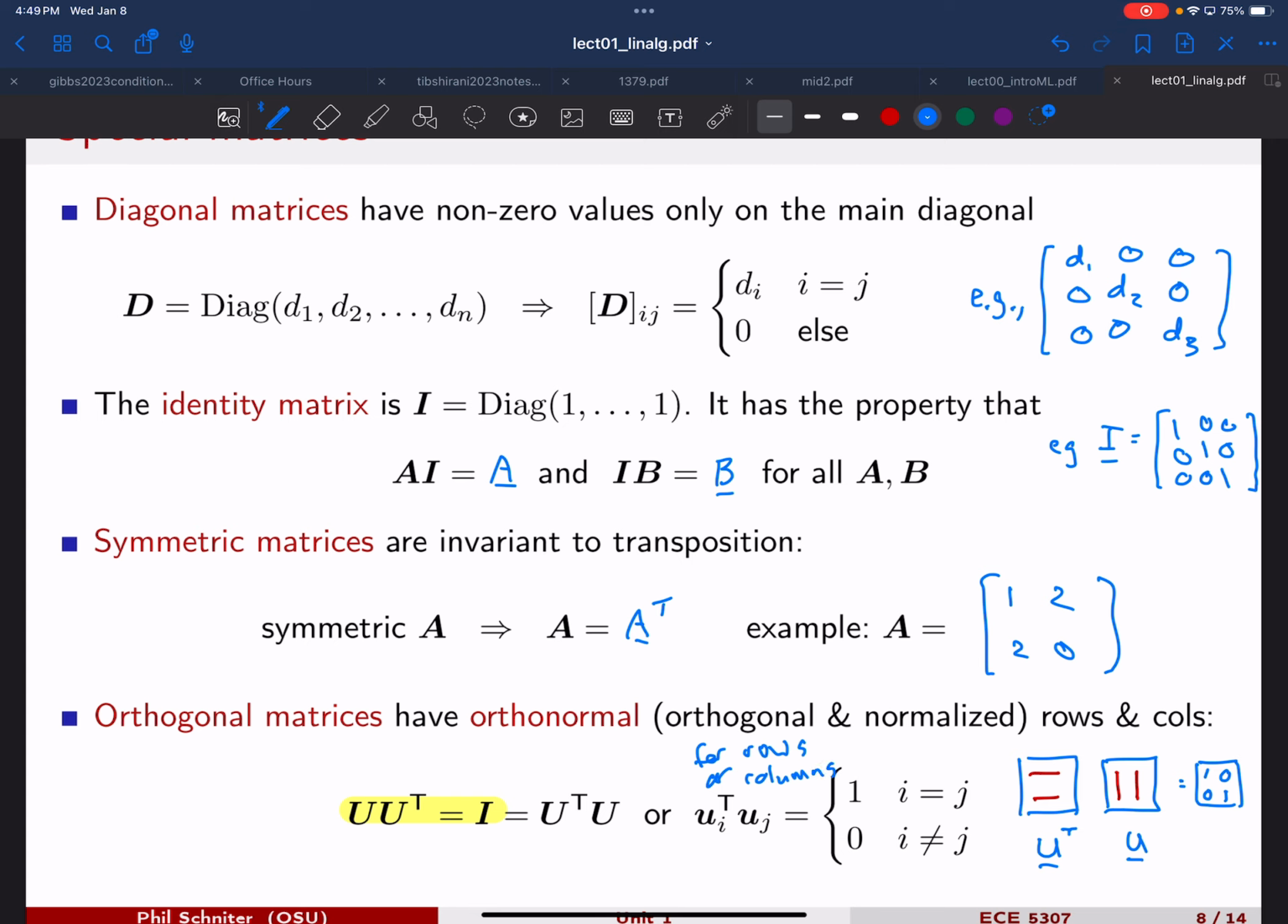When you have an orthogonal matrix, all those same things apply when I look at U transpose U. And so one interesting consequence is that U inverse is what?